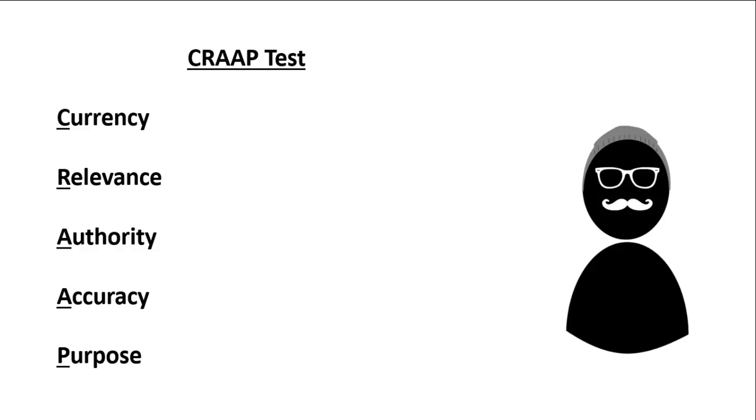Using this CRAP test, Steve can go through his list of results and decide which sources have the appropriate currency, relevance, authority, accuracy, and purpose to use in his assignment, and by doing this, he can ignore or come back to the rest of his results.